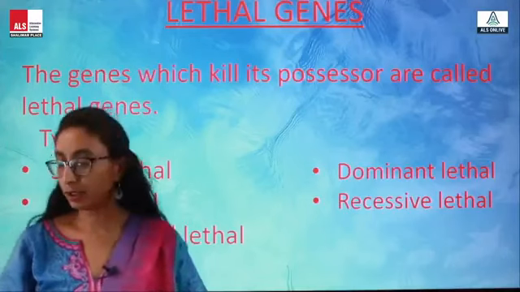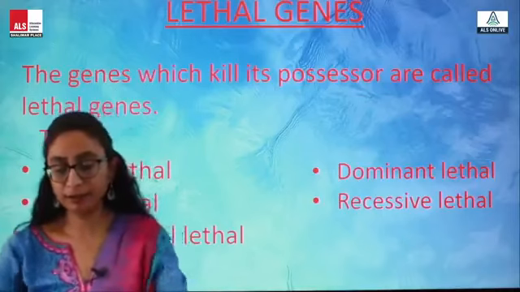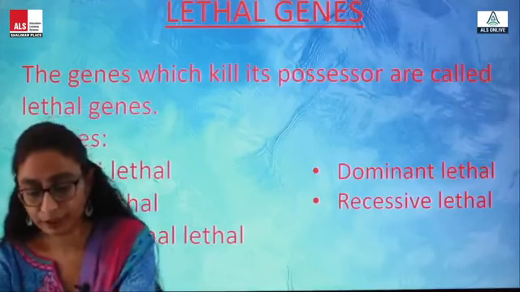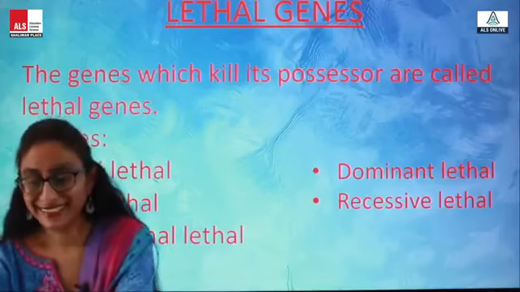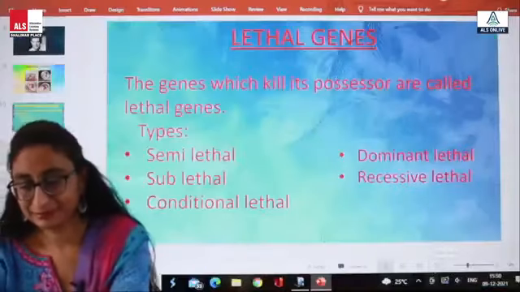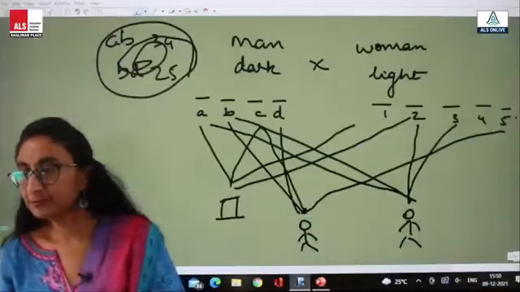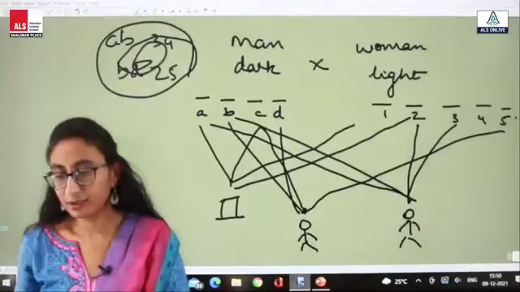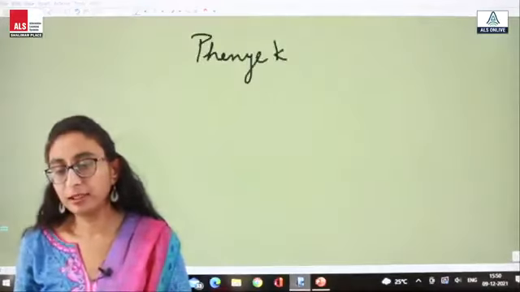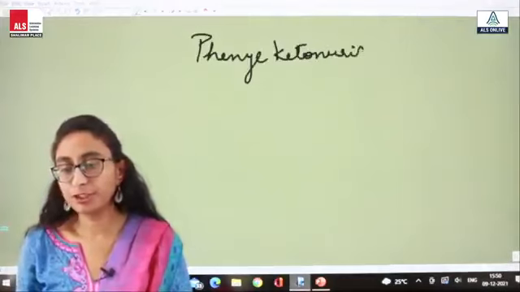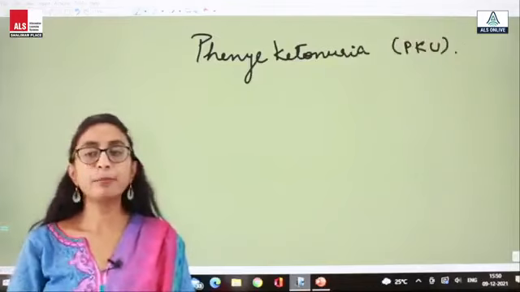free diet. Earlier in our discussion in pedigree analysis and other chapters, I discussed a condition called phenylketonuria. Have you heard about it? Definitely you have heard of it. I discussed it in class. Phenylketonuria, or in short PKU. So this is an example of conditional lethal.